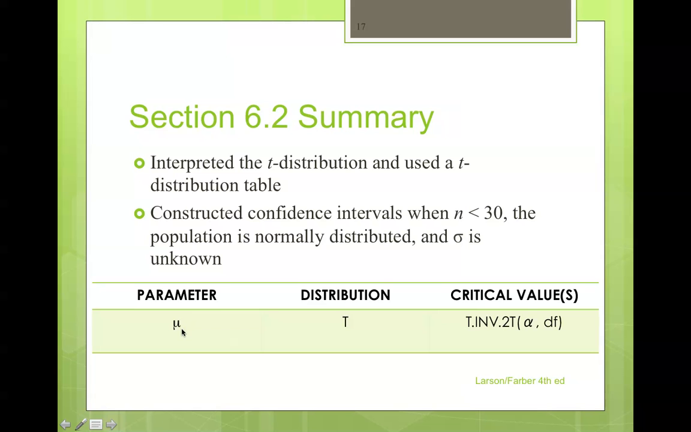So our parameter this time was mu, our distribution was t, and our critical values can be found by T.INV.2T of alpha, comma, the degrees of freedom. In this section, we interpreted the t-distribution and used the t-distribution table and Excel. We constructed confidence intervals when n was less than 30, the population was normally distributed, and sigma was unknown.